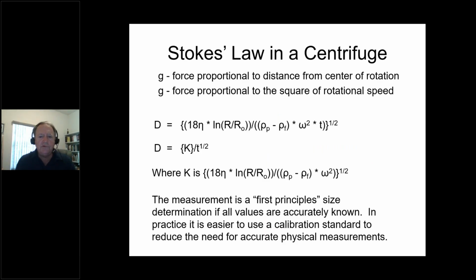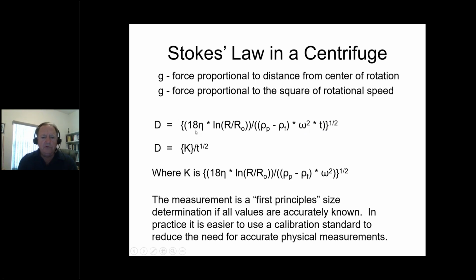Now, inside a centrifuge, Stokes' law has to be modified because the g-force is not constant. The g-force in a centrifuge is proportional to both the distance from the center of rotation and the square of the rotational speed. So we have to convert the original Stokes equation into one suitable for a centrifuge, shown here. You'll note the same value, 18η, but now we have a logarithmic function. R0 is the radius of rotation, the distance from the center of rotation at the fluid surface, and R is the radius at the detector. Rho fluid and rho particle are the same as before. Omega is the rotational speed in radians per second, and time, of course, is in seconds.